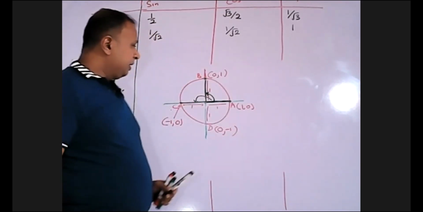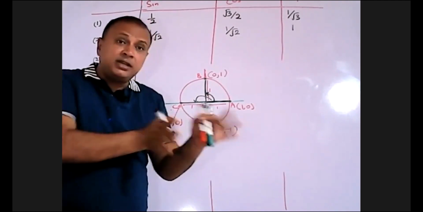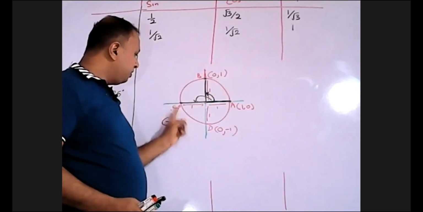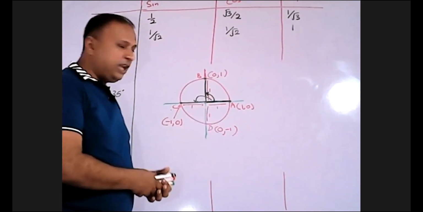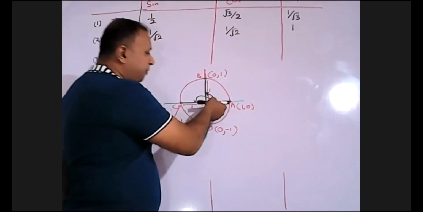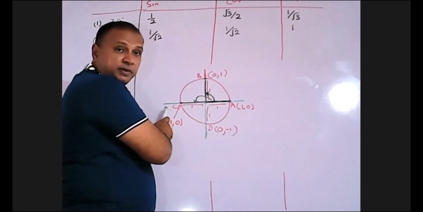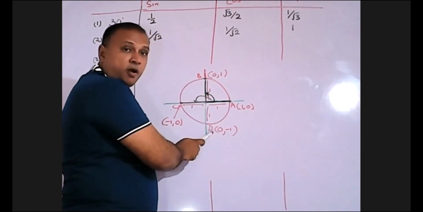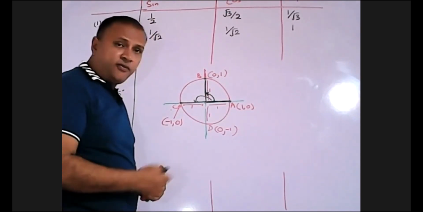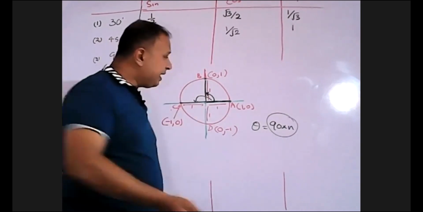Therefore, if the angle is an integral multiple of 90, the angle should be either point A or point B or point C or point D. If the integral multiple is 0, the angle is represented by point A. If it is 1, the angle is represented by point B. If it is 2, point C. If it is 3, point D. If it is 4, point A again. Okay.